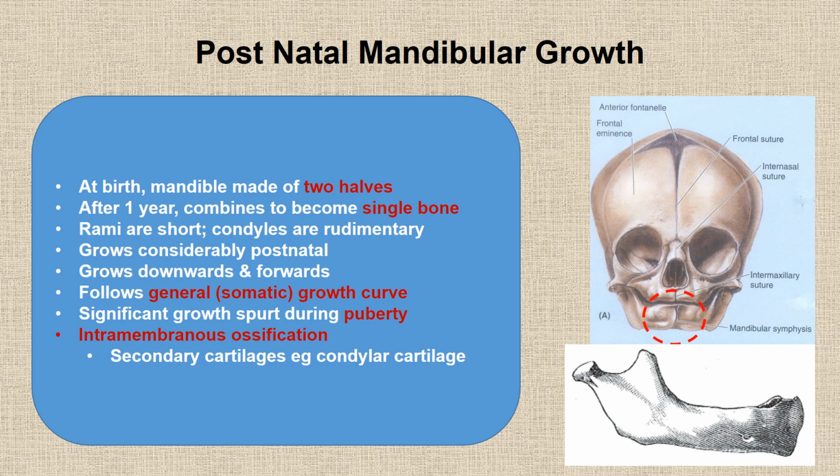The mandible follows the general somatic growth curve. And significant growth of the mandible occurs during the growth spurt during puberty. The mandible is an intramembranous ossification with secondary cartilage present in the condylar cartilage.